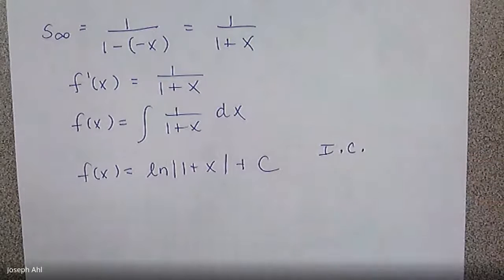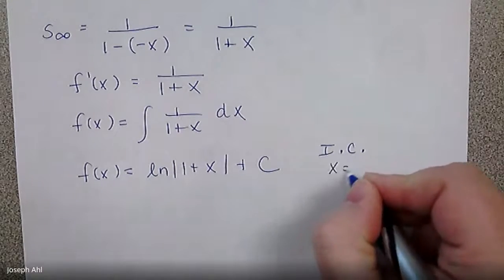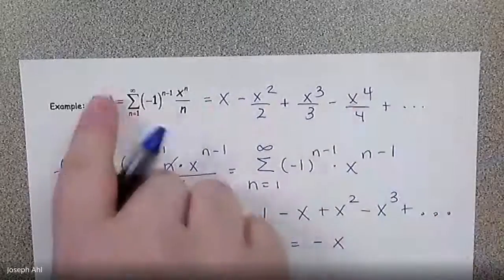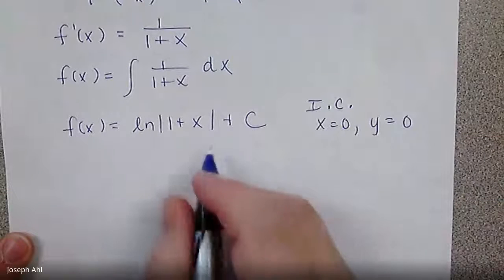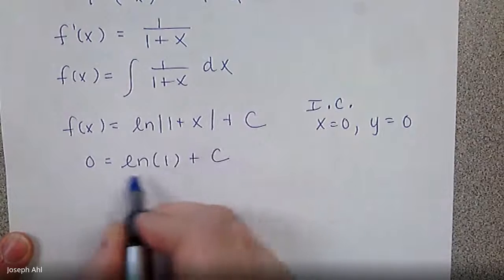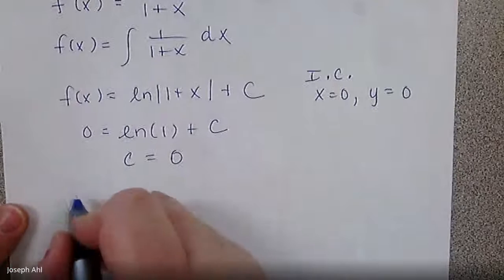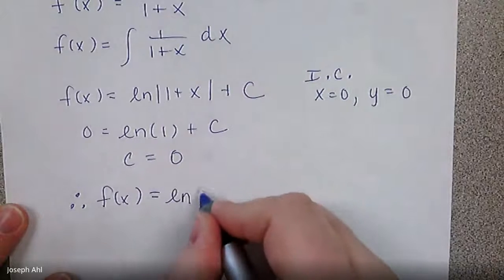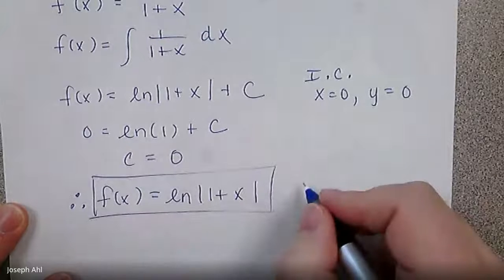And just like we did before, we want to consider an initial condition. So what is the initial condition we should pick? Well, when x equals 0, what do we know to be true? If x equals 0, if those are all zeros, y is 0 as well. So if I plug in that initial condition, we get 0 equals the ln of 1 plus c. Ln of 1 is 0. So we actually do get that c equals 0 again. And therefore, the function that approximates that infinite series is ln of the absolute value of 1 plus x.